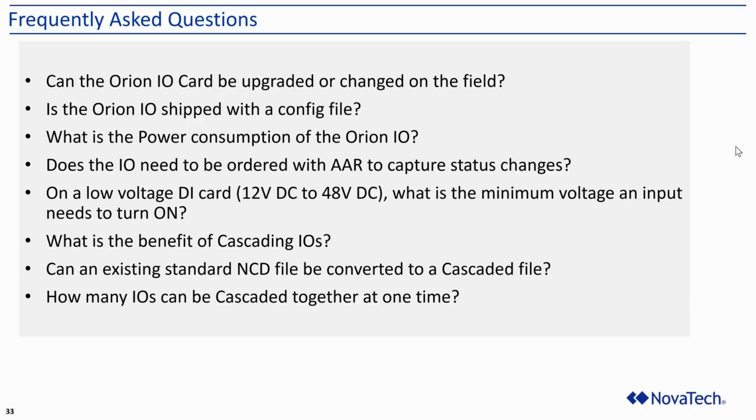Does the I/O need to be ordered with AR to capture status changes? No. The syslog can be used to capture any changes, but the problem with the syslog is, one, it's not easy to find the changes because the syslog captures everything that happens in the Orion I/O. The second thing is when the syslog is full, it's overwritten, so it's not a true archive. But I will show how to set up the syslog in the Orion I/O when I do the configuration on NCD.